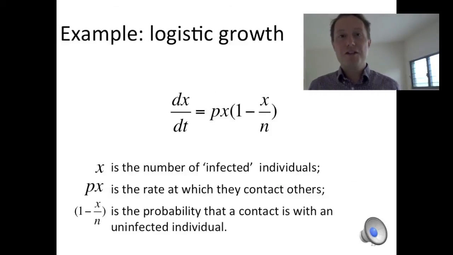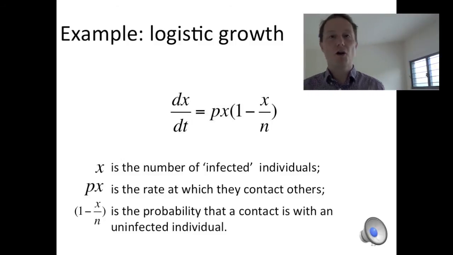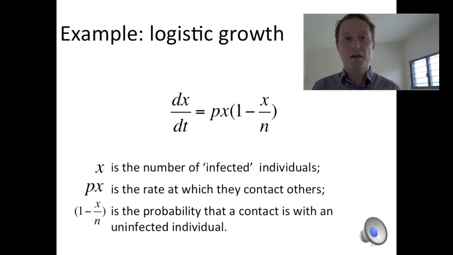So one of my favourite examples of using a single equation to describe lots of different systems is the logistic equation, logistic growth. What I show here is the logistic growth equation, dx by dt, the rate of change of x, as a function of x itself.